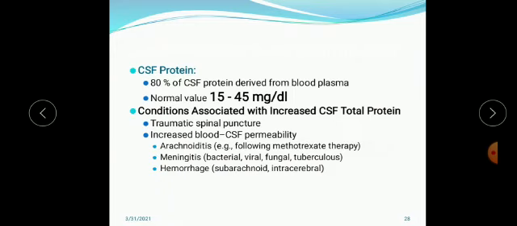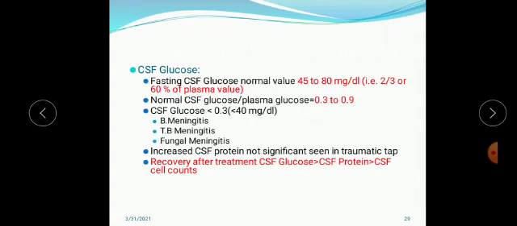CSF protein. 80% of CSF protein is derived from blood plasma, and the normal CSF protein value is 15 to 45 milligram per deciliter. Conditions which are associated with increased CSF total protein are traumatic spinal puncture and increased blood-CSF permeability. The conditions are arachnoiditis following methotrexate therapy, meningitis. All kinds of meningitis are responsible for an increase in protein content, whether bacterial, viral, fungal, or tuberculous. And hemorrhages like subarachnoid hemorrhage and intracerebral hemorrhage can both lead to increased total protein content.